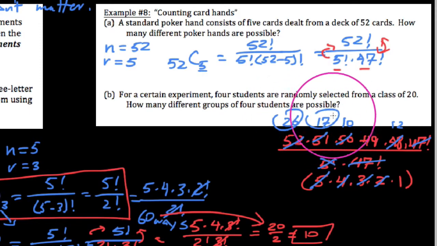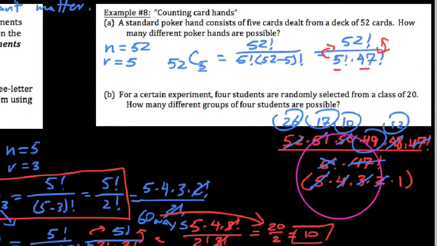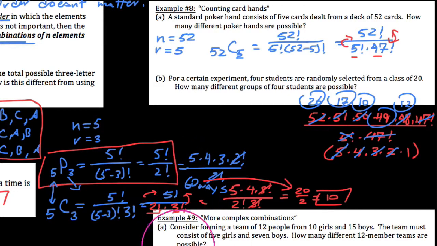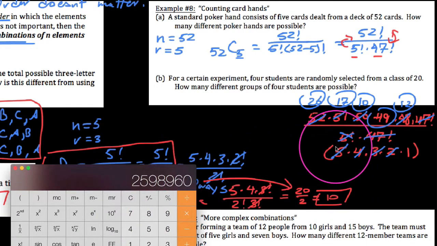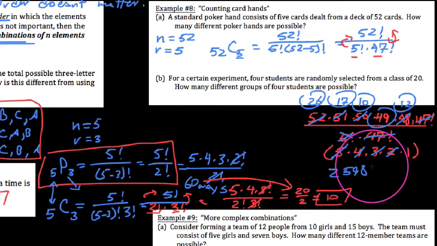So I'm going to circle everything we have left over, including things I didn't reduce, and we'll just go find this on a calculator. This is quite a few hands we can make here. But essentially everything on the bottom canceled out. We get 26 times 17 times 10 times 49, and we say times 12. And we end up with 2,598,960. So 2,598,960 5 card hands that we could make in a poker deck.